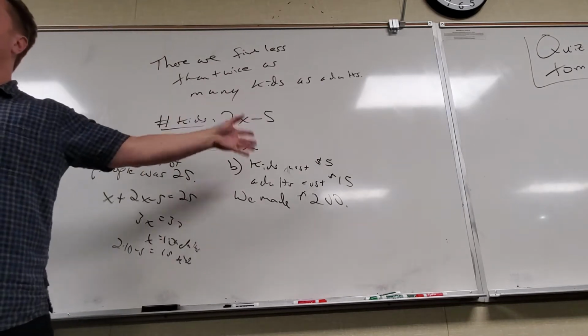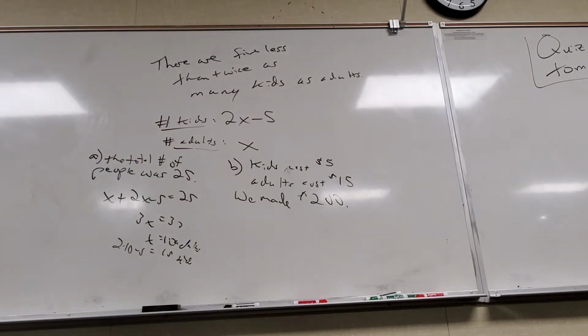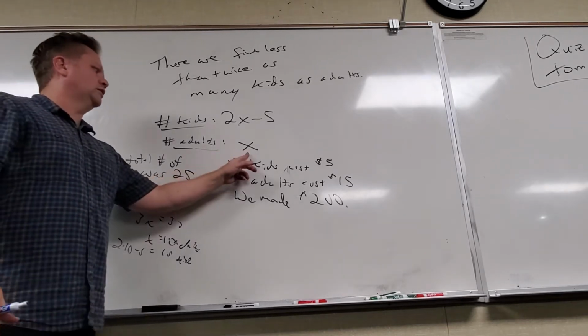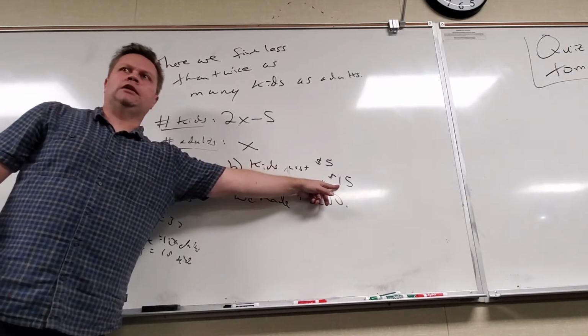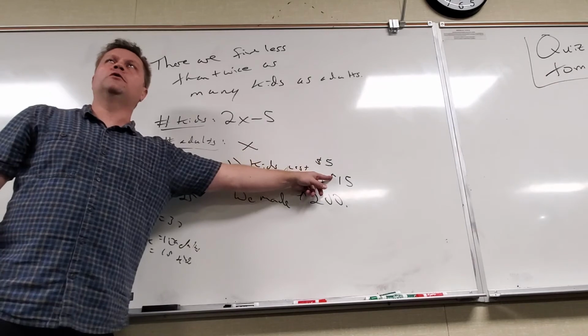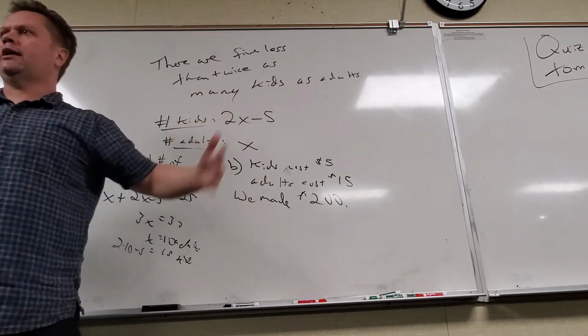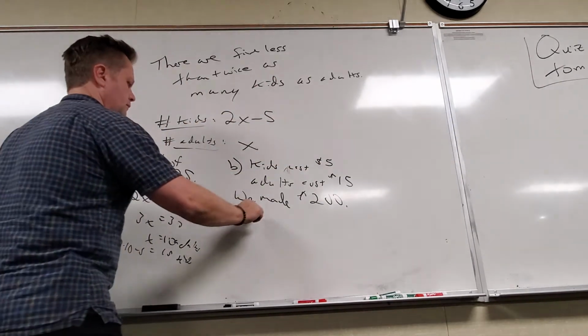15 times X. This is what I mean when I say variables have to do the same thing that numbers do, because they represent numbers. That's what they are. They have to do the exact same thing. So if you give yourself a couple of numbers, what if the adults was 7? How much money would be 7 times 15? What if it was 8? 8 times 15? Oh, it's 15x. That's how much money I get from the adults, 15x.